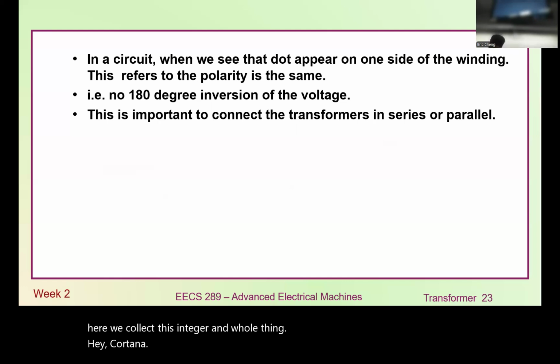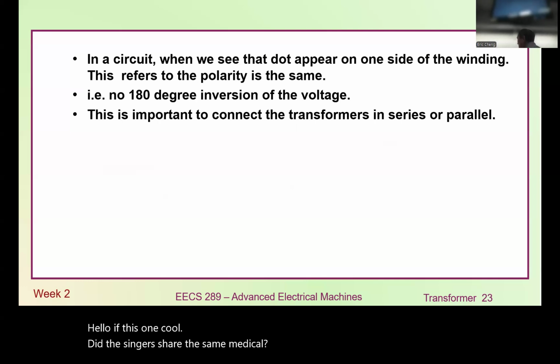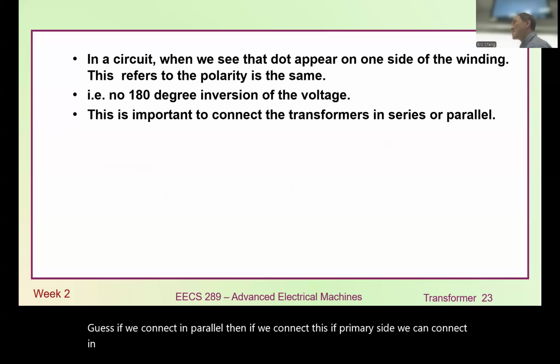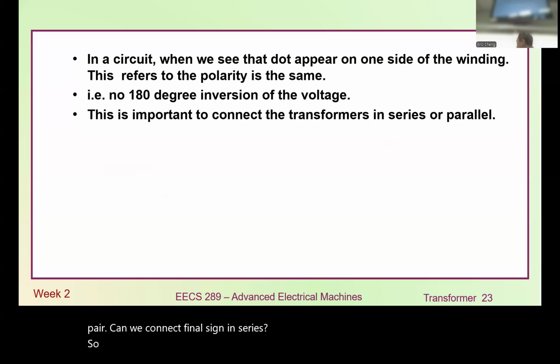However, if we have winding in here, can we connect these two in parallel? If this is a 1-to-1 in here, and they share the same magnetic core. Yes, we did before. Then the question is, can we connect them? Yes, if we connect in parallel. If the primary side we can connect in parallel, can we connect the secondary side in series? I think, why not?